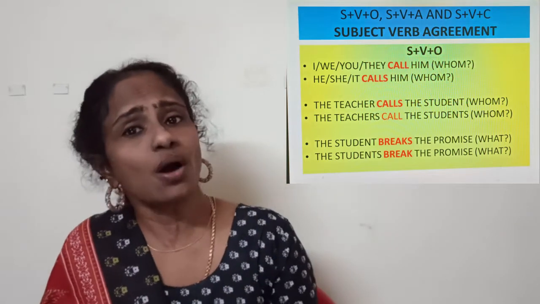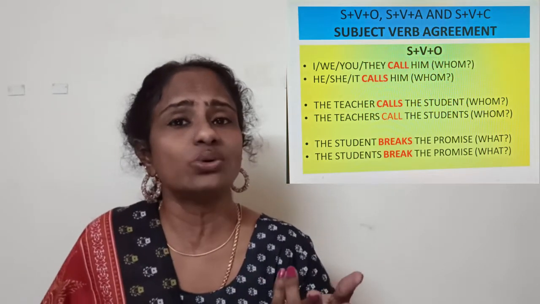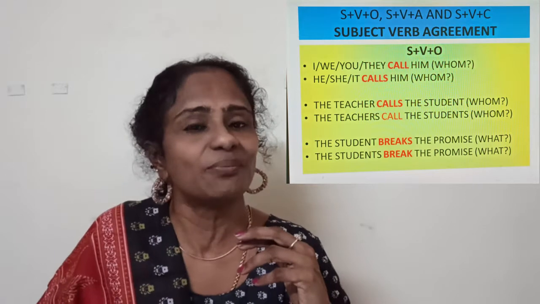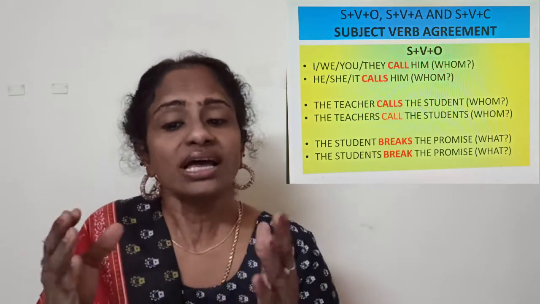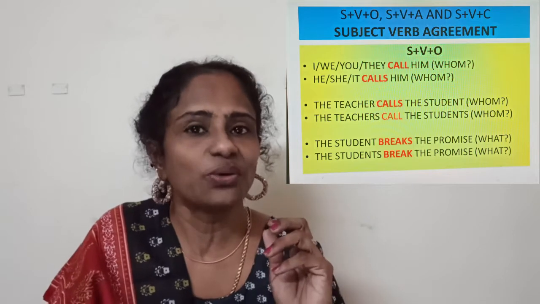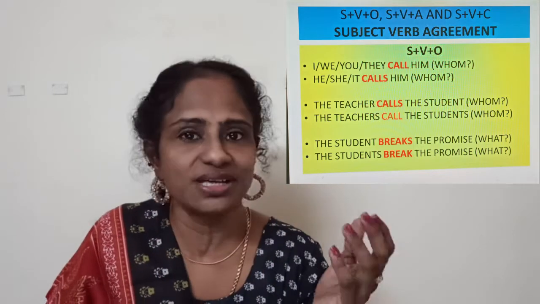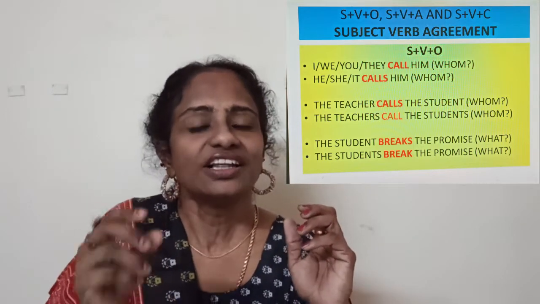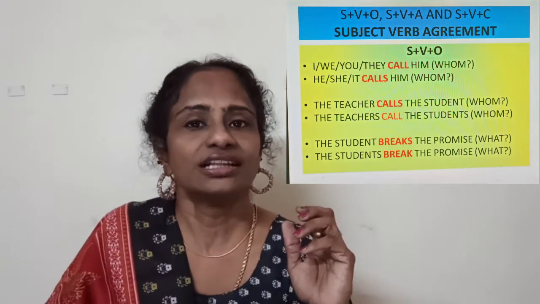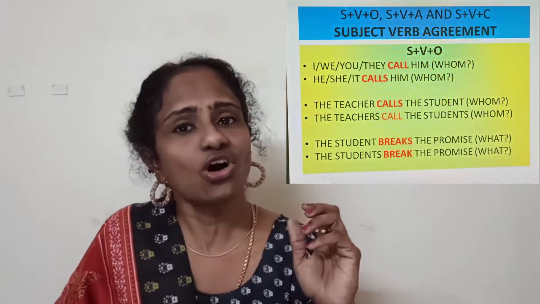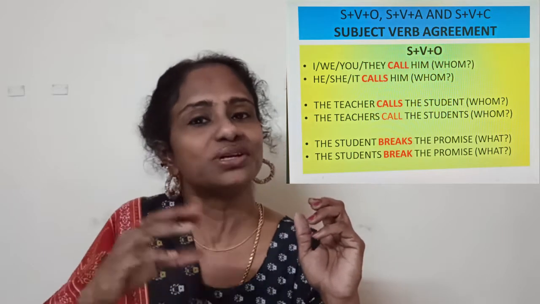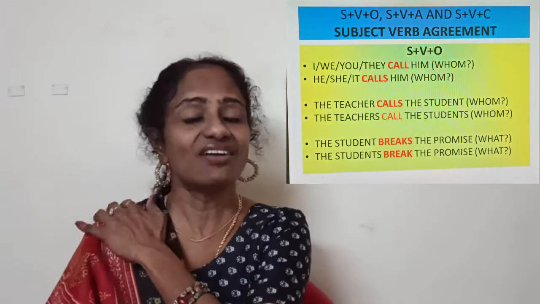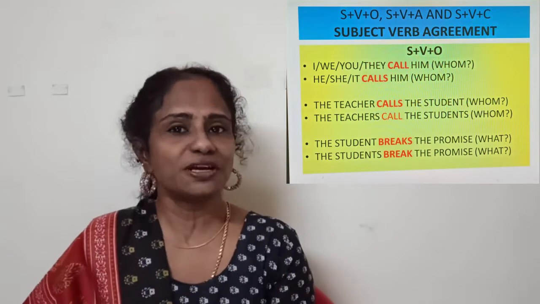But if I change the noun into plural, if I make the noun students, it becomes the students break the promise. So this is another activity that you have to do with all the verbs I have given you. It should be like the student comes, the students come. The teacher calls, the teachers call. The student breaks, the students break. So I have explained once again S plus V plus O.